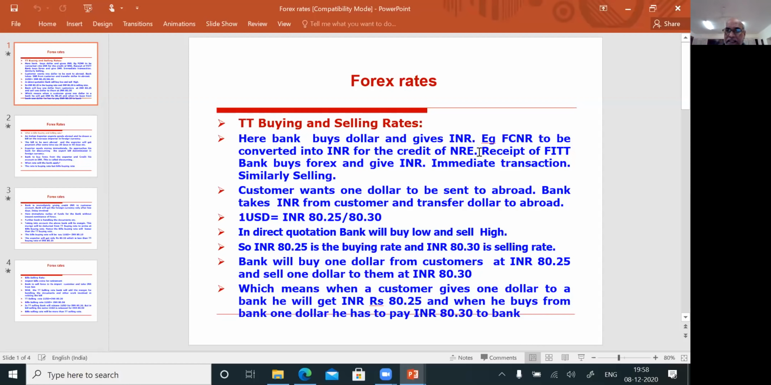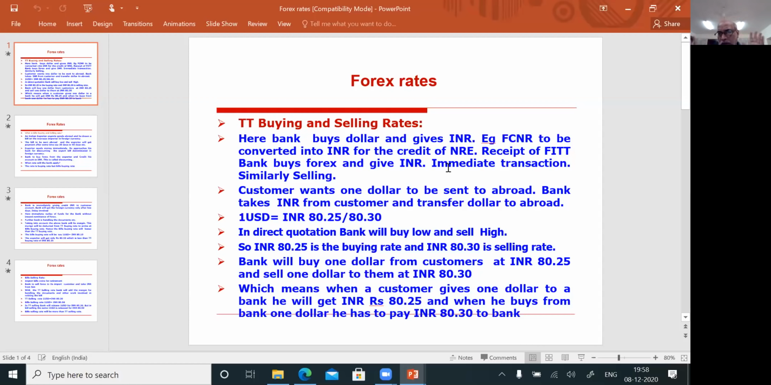Receipt of FITT. FITT has come, and the amount is already credited in the Nostro account. The customer is coming and telling, sir, please convert and give credit to my account. So the bank is purchasing the foreign currency from you. Bank buys forex and gives Indian rupees. It is an immediate transaction, taking place without waiting for anything. The rate is quoted, you accept, he is buying and you are getting the money.